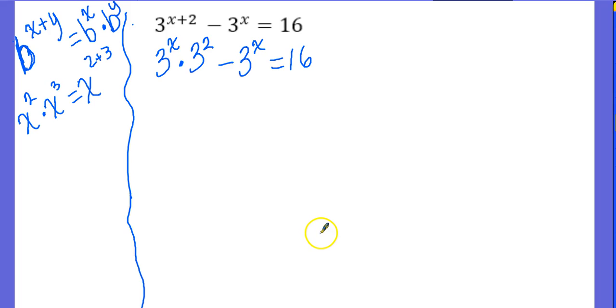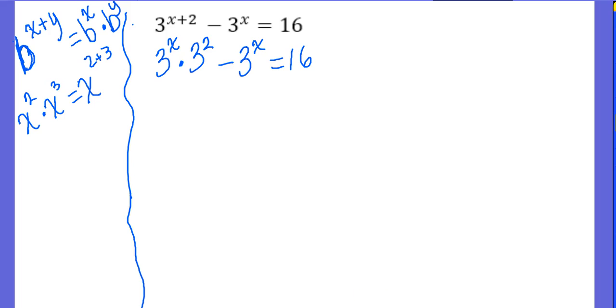And actually, I should have said, the first thing I ask myself is, can I make them all base 3? And the answer is no, I can't write 16 as a base 3. So I am trying to simplify this so that I can solve it, because at some point I'm going to need the logs to solve it, so I can get these exponents down out of their position.